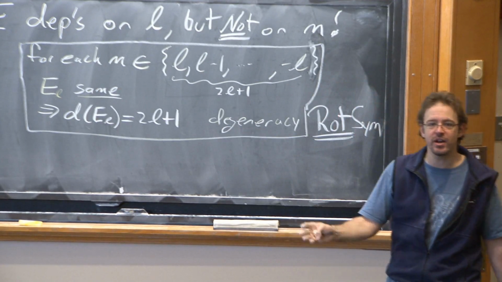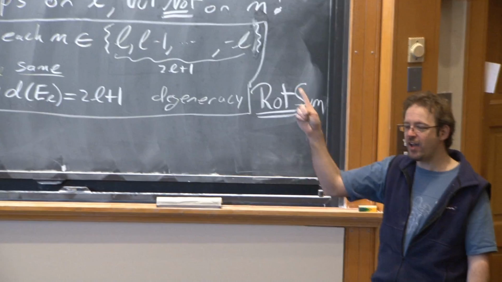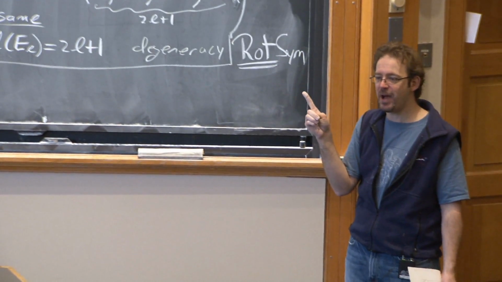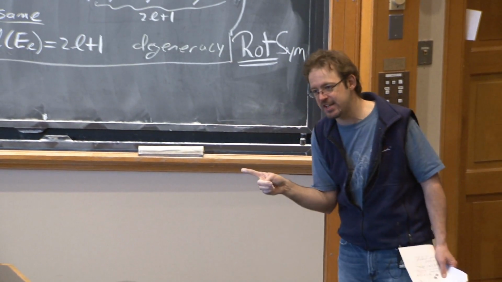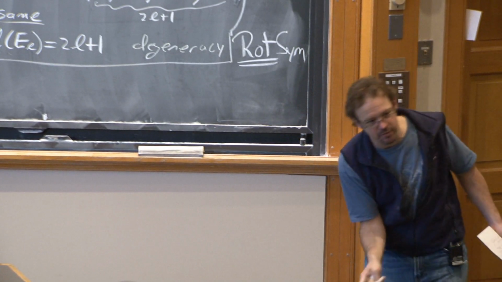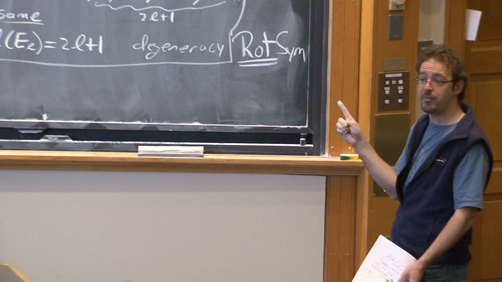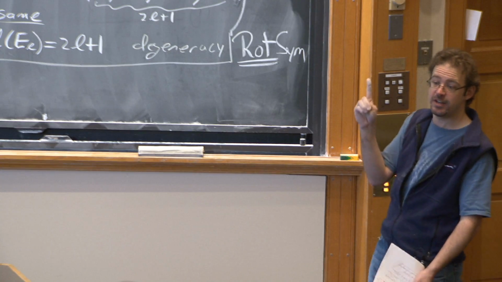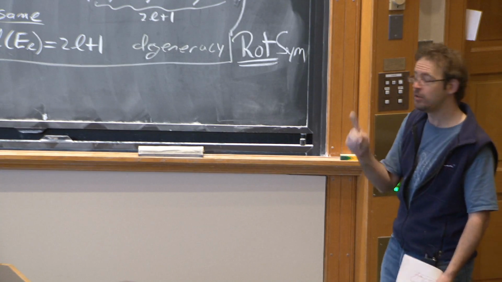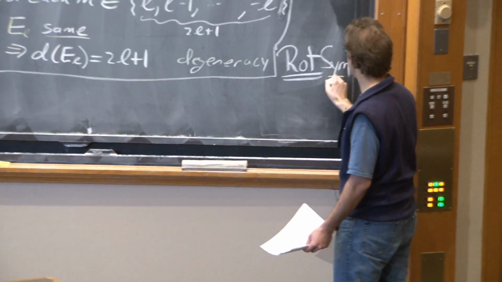Well, what the rotational symmetry is saying is, look, if you've got some total angular momentum, the energy can't possibly depend on whether most of it's in z, or most of it's in x, or most of it's in y. It can't possibly depend on that. But that's what m is telling you. M is telling you what fraction is contained in a particular direction. So rotational symmetry immediately tells you this.